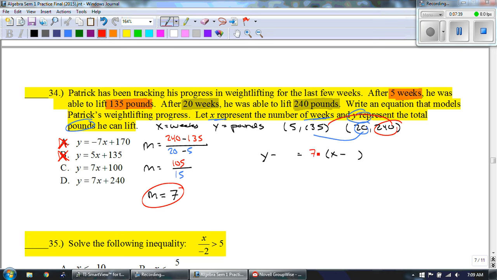So now what we're going to do is point slope. I'm just going to pick the smaller numbers, and then I'm going to go through and solve. I know we've done this like 100 times, it seems like. 7 times 5 is 35. And then we need to add 135 to both sides. So we get y equals 7x minus 35, forgot my 5 there, negative 35 plus 135 is 100. Okay, and that gives us our final answer of C.